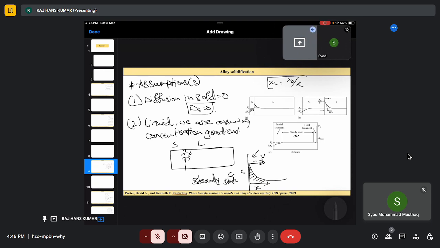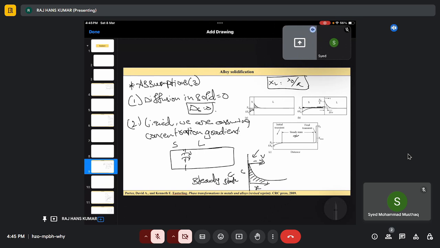Right. If this is my transient zone where the solid has reached X naught, right? Then that will be equal to XL will be X naught upon K.